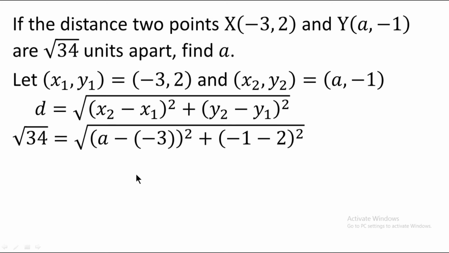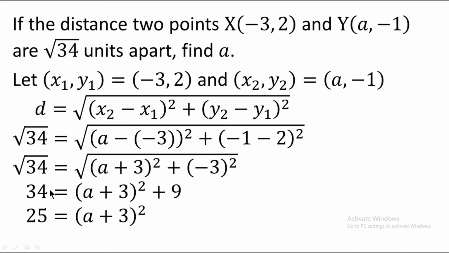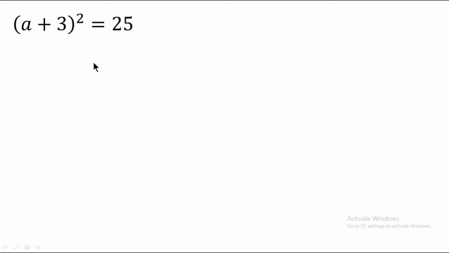So we square each side, we find this one. The square root of 34 squared equals the square root of ((a plus 3) squared plus (negative 3) squared) squared. Like I said before, we square each side, so the square root will disappear. So now we find 34 equal to (a plus 3) squared plus 9. Negative 3 squared equals 9. So we move 9 to this side, it becomes negative 9. 34 minus 9 equals 25. So now we have 25 equal to (a plus 3) squared. Then we square root each side. So a plus 3 equals the square root of 25. The square root of 25 is plus or minus 5.